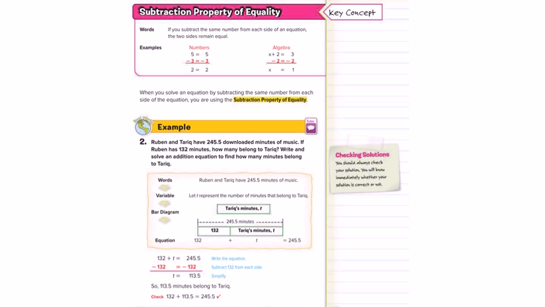To solve my equation, I need to get rid of whatever's in the way of t being by itself. So I need to get rid of this positive 132. So to get rid of that, to undo it, I would subtract 132, and whatever I do to one side, I have to do to the other side. So 132 minus 132 will cancel out, and I'll be left with t on the left side of my equation equals 113.5. So Tariq has 113.5 minutes of music. Go ahead and try the guided problem below to check your understanding.